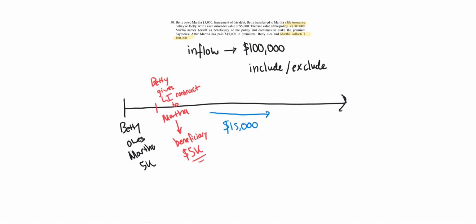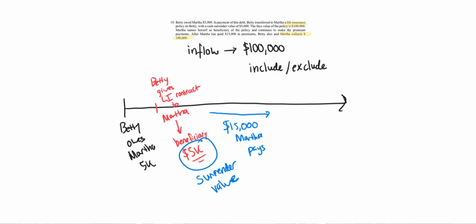So she takes on this policy. So when Martha received this transfer, it had a $5,000 cash surrender value. My apologies. The face value of the life insurance is $100,000 on Betty's death. So surrender value, meaning if Martha was to switch it, to the bank or somebody or another party, they could get $5,000 for it. So that's what that $5,000 is here.